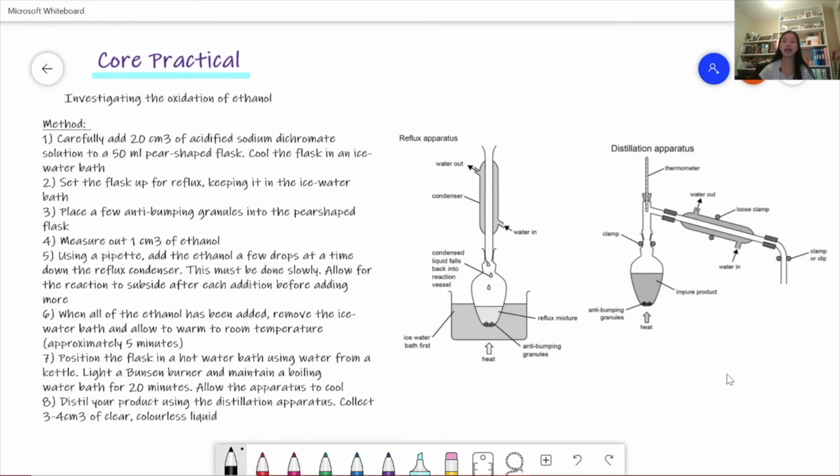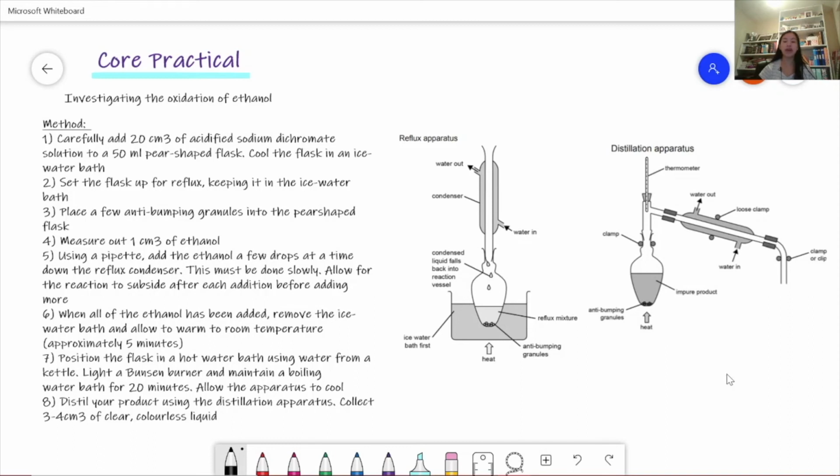And then step 3 is to place a few anti-bumping granules into the pear-shaped flask. We place anti-bumping granules into the flask because it prevents the formation of big bubbles, which can cause an uneven heating of the liquid. And so that's why they're useful. And then for step 4, we measure out 1 centimeters cubed of ethanol, and then using a pipette, we add this ethanol a few drops at a time down the reflux condenser. And this must be done really slowly, and we allow for the reaction to subside after each addition before adding more. So we allow for the reaction to do its thing before we add more ethanol.